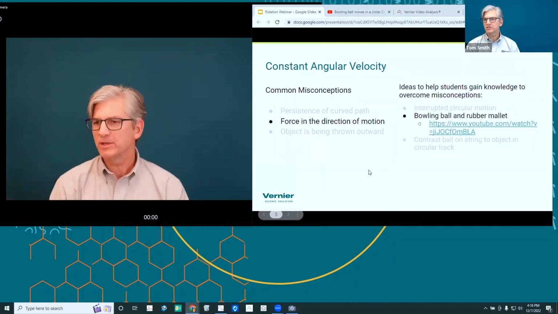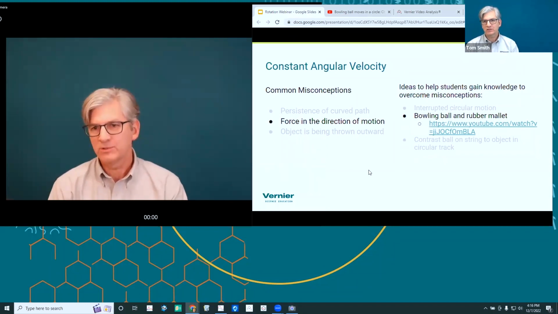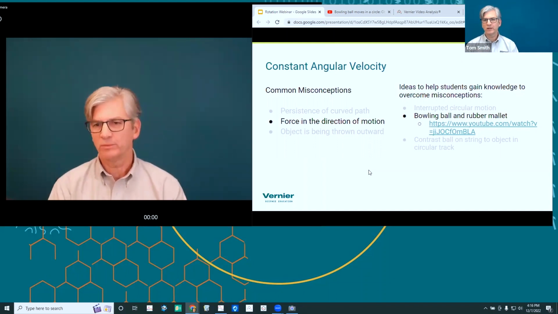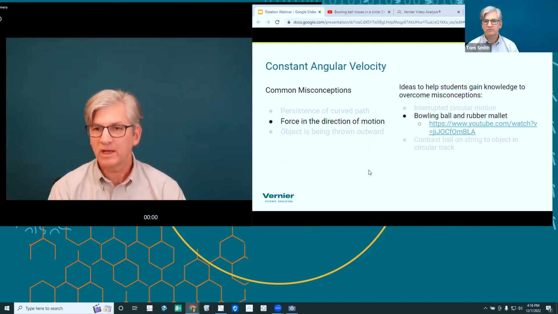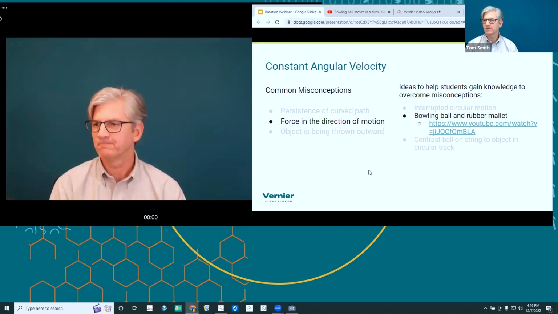The next misconception is that the force that causes an object to go in circular motion has a component that is in the direction of the motion, as well as something going inward. Maybe if you gave them the challenge of predicting what kind of a force will cause circular motion, they'd probably come up with something like, well, maybe at a 45-degree angle to the direction of motion.